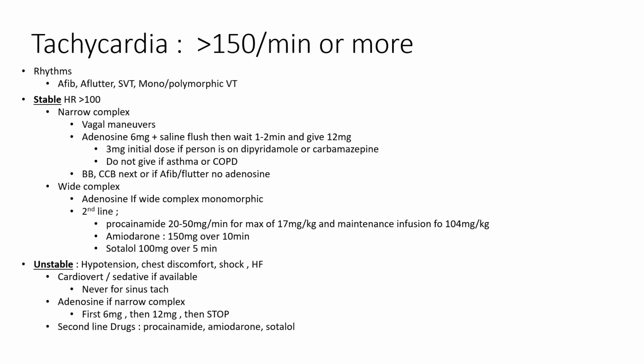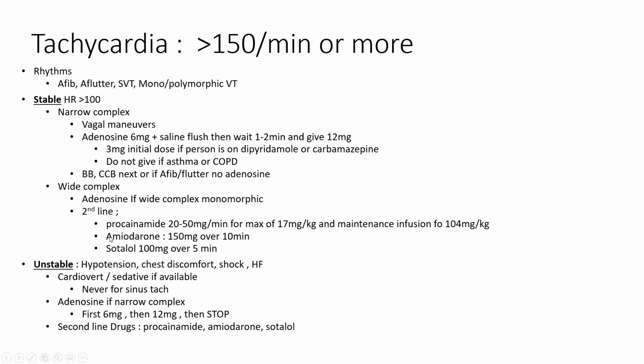Wide complex. So we covered narrow complex rhythms with our vagal maneuvers, adenosine, calcium channel blockers. Now let's cover wide complex with adenosine and antiarrhythmics. So wide complex, stable, right? They don't have hypotension, they don't have chest discomfort, they're just sitting there. You can give adenosine if it's monomorphic. Usually the instructors will be kind of iffy on that, so watch out, because they might just recommend you go to the second line, which is one of the antiarrhythmics, also known as procainamide, amiodarone, and sotalol.